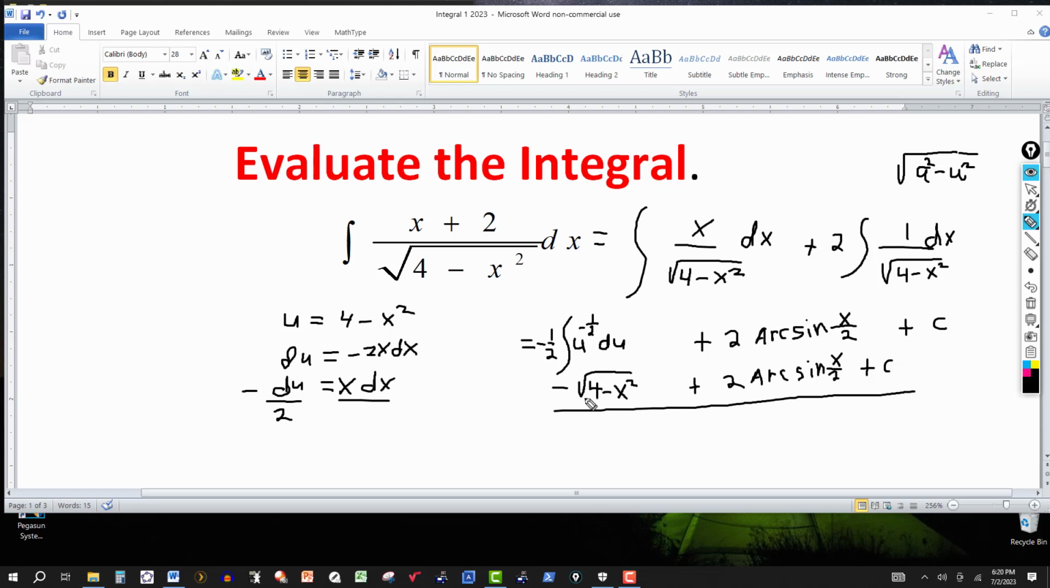So we got minus the square root of 4 minus x squared plus 2 arc sine of x over 2 plus the constant of integration.